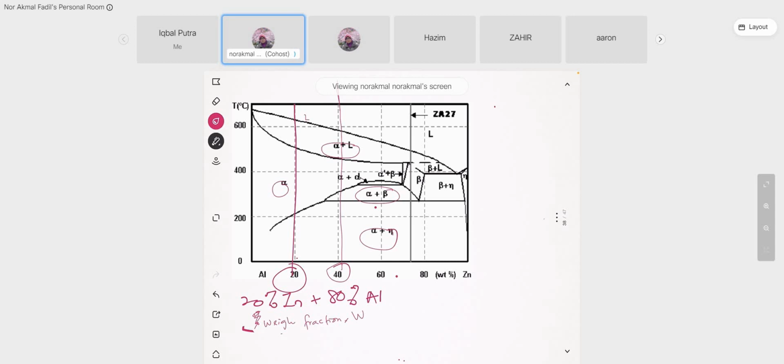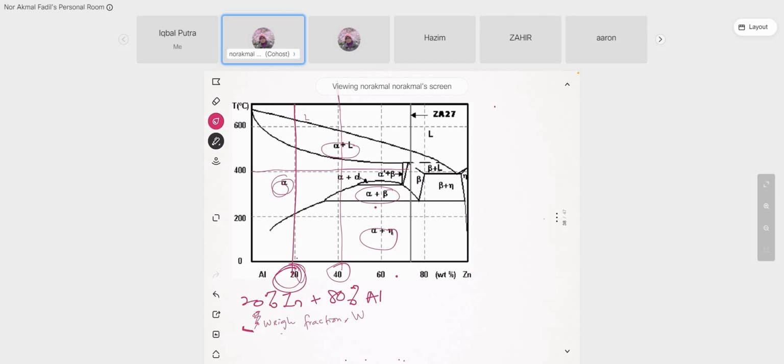It can be any temperature, but of course we need to select wisely. You cannot select just any temperature. For example, let's say this is your alloy, 20%. You select the temperature at 400. So 400 is only alpha. All right, so you cannot determine the weight fraction of phases present at that particular temperature, which is 400.